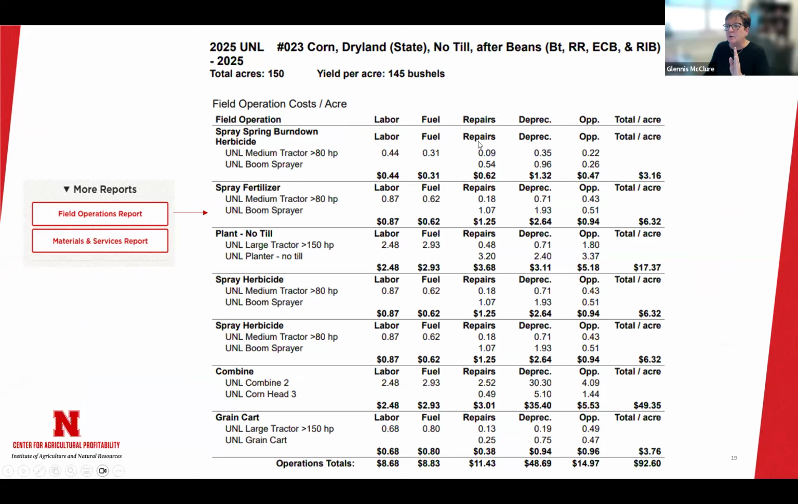And so including labor, fuel, repairs, depreciation, and opportunity cost on that equipment, and all the different operations that we do. So that's our operations report. That's usually page 3 then, as you look at our budgets online through the ABC program. All right, and then so you can see that total.